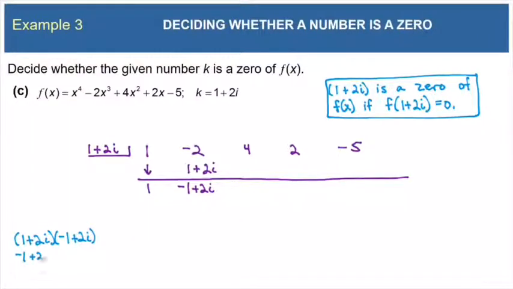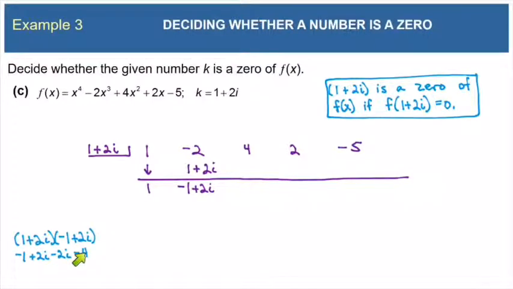1 times negative 1 is negative 1. Then outer times outer is plus 2i. Inner times inner is minus 2i. And then last times last is going to be positive 2i times positive 2i. That's positive 4i squared. But remember, i squared is equivalent to negative 1. So positive 4 times negative 1 makes negative 4.